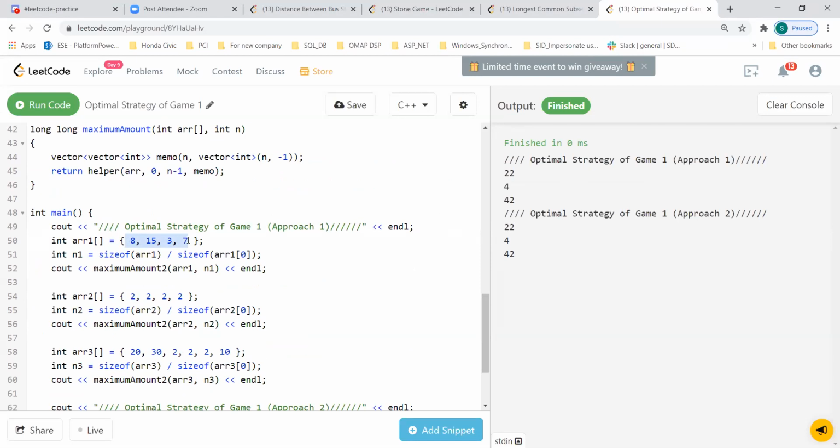We are storing the score in the memo at that iteration. The amount of stones is stored at the ith iteration. That is what dp[i][j] is stating here. Correct.